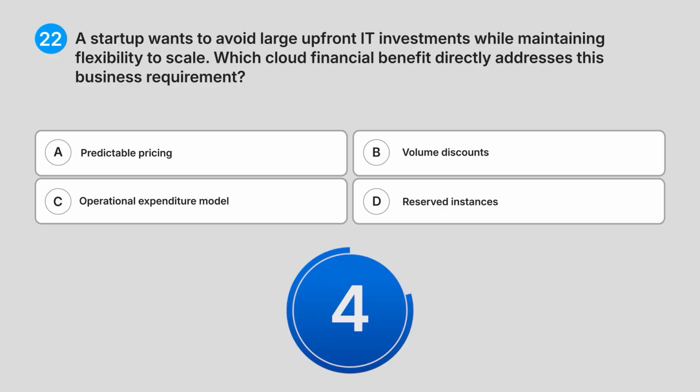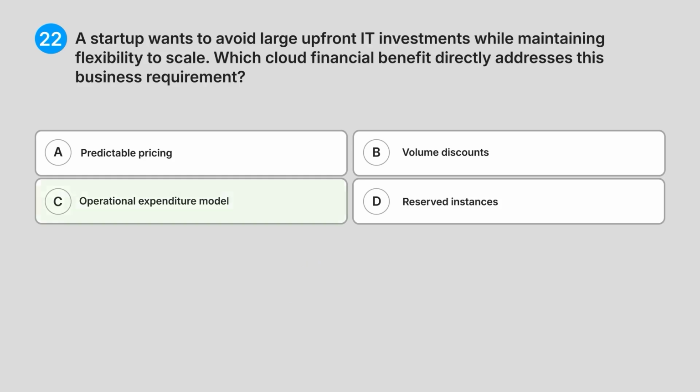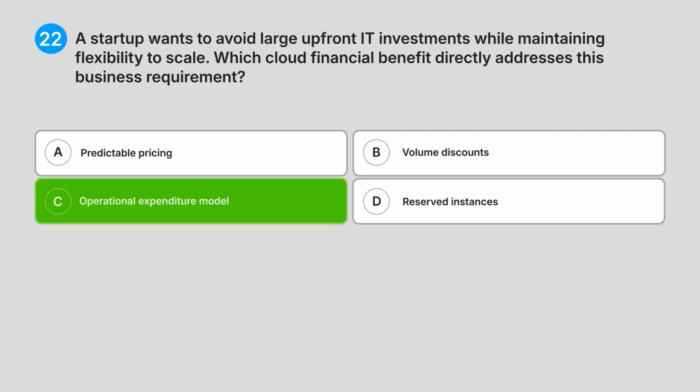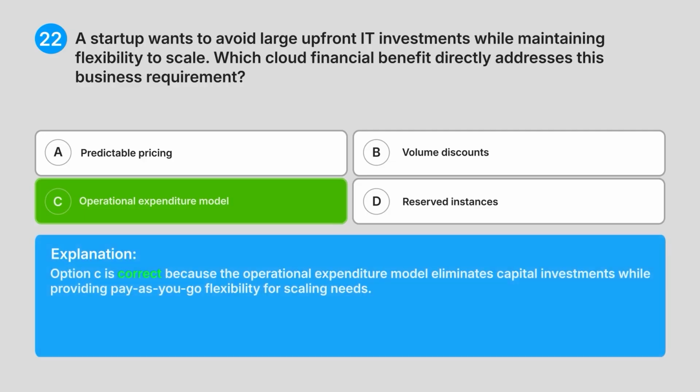Do you know the answer? Correct answer C. Operational expenditure model. Explanation. Option C is correct because the operational expenditure model eliminates capital investments while providing pay-as-you-go flexibility for scaling needs.